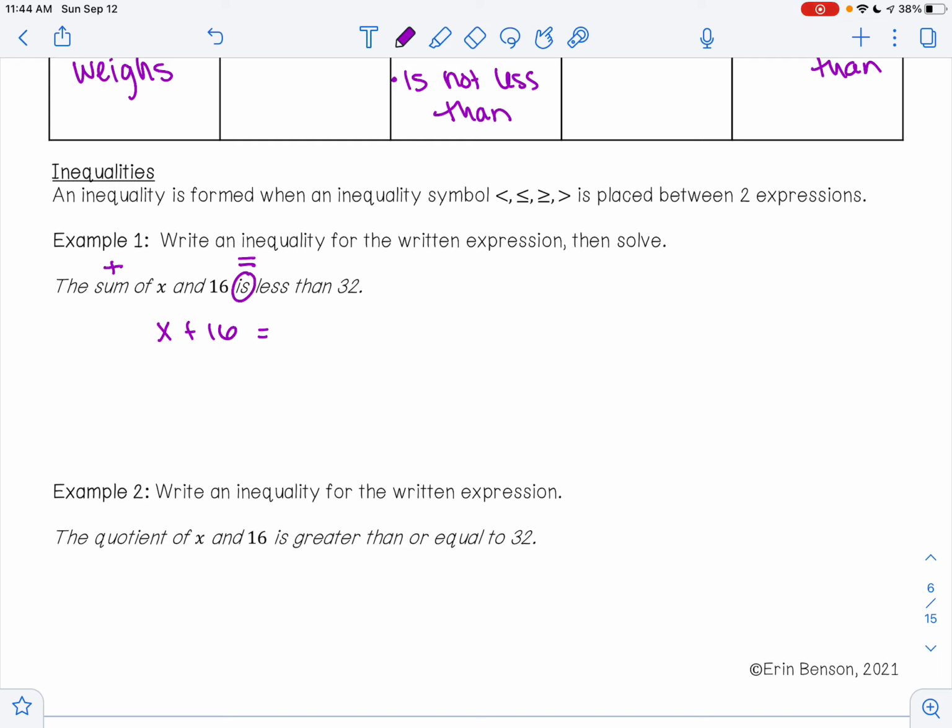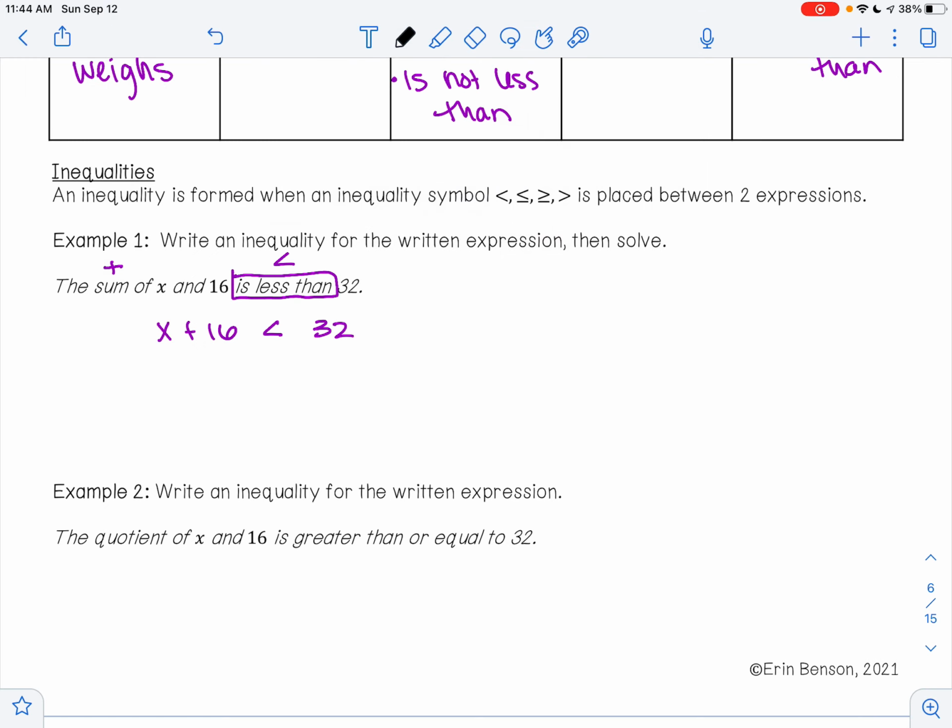Oops, I have to read the whole sentence, don't I? Is less than. Right? Is less than means that we have the less than symbol, 32. So is less than means that we're using the less than sign. So now we have the inequality x plus 16 is less than 32. And we want to solve this inequality.